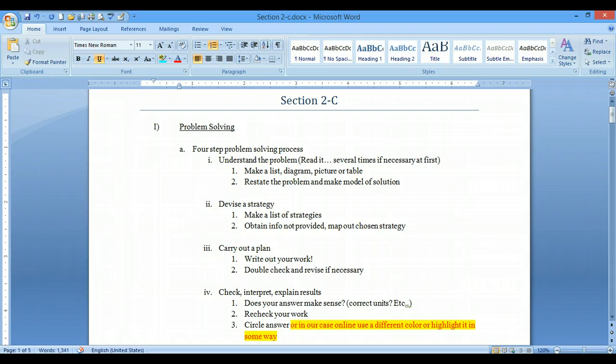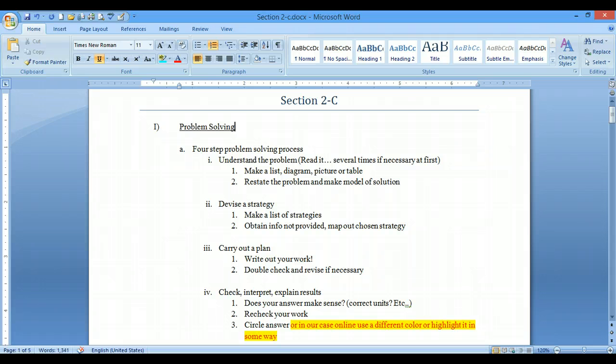Write everything. I know it's a little hard because we're on the computer, but don't erase things. Keep it all written, typed up, and double check and revise everything, so that you can make sure that your work is perfect. And the last one is check, interpret, and explain your results.